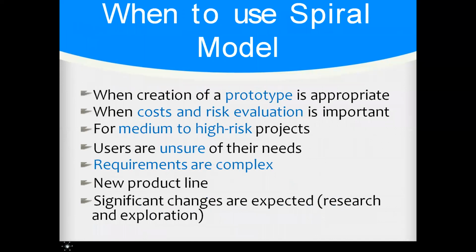So let's go to when to use Spiral model. When creation of a prototype is appropriate, then you can look at it. When cost and risk evaluation is important, you can look at it. For medium to high risk projects, not for low risk project. Like I said, for low risk project, it is safer for you to stay with what model? For low risk project, waterfall. That's correct. So for low risk project, it's safer to stay on waterfall. For medium and high risk, you can give Spiral. Then for a new product line, yes, you can explore it.